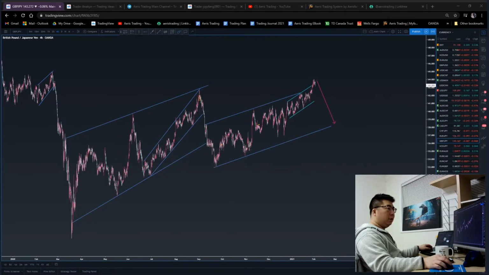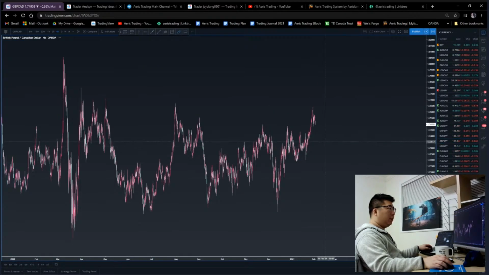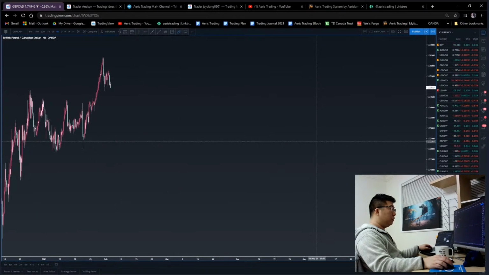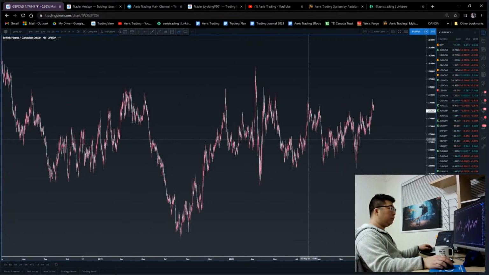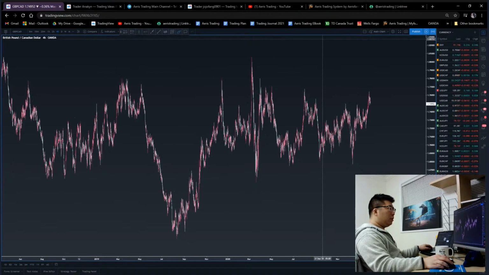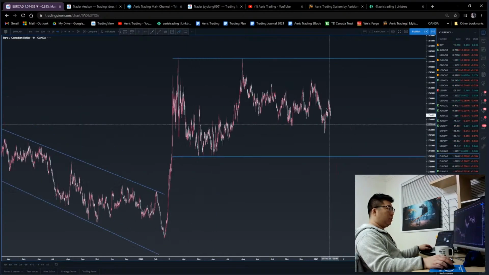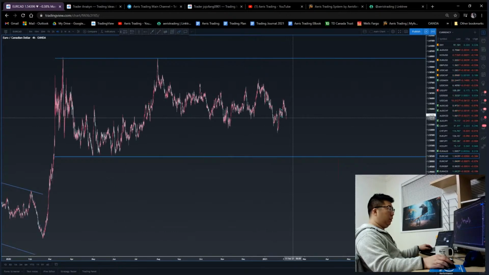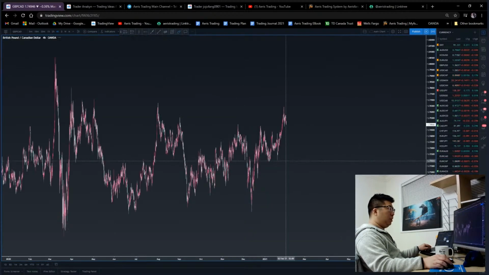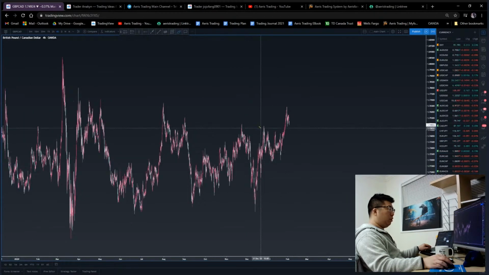Pound CAD. Yeah, I think there's a reason why I'm not interested in pound CAD. It's the same as Euro CAD that I'm not interested in. There's a little bit of erratic price action throughout this. Pound CAD to me is the same. I'm not really seeing too much. All I'm seeing is a potential impulse, correction, impulse. That's pretty much all I see.